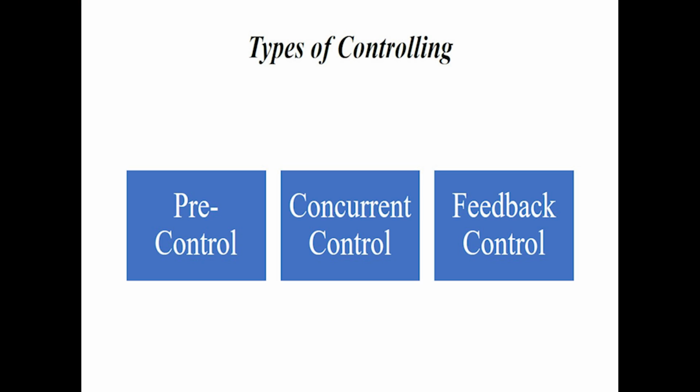Now, let us understand what are the different types of controlling we have. We have three types of controlling, that is pre-control, concurrent control and feedback control. We will learn these. The first one is pre-control. Pre-control is also known as feed forward or preventive control. As the name suggests, it is a preventive control. We do this controlling before the actual problem arises.